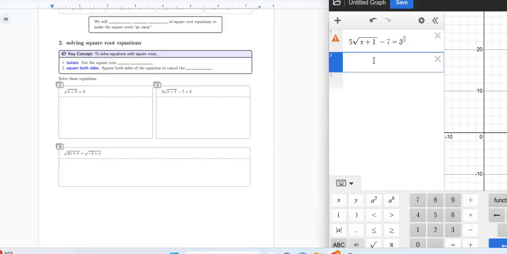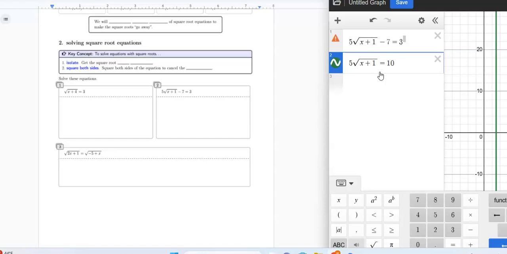In order to do this, we go the opposite of the order of operations. So I would add 7 to both sides to get rid of the minus 7 first. By adding 7 to both sides, the equation now says 5 times the square root of x plus 1 equals 10, because 3 plus 7 is 10.